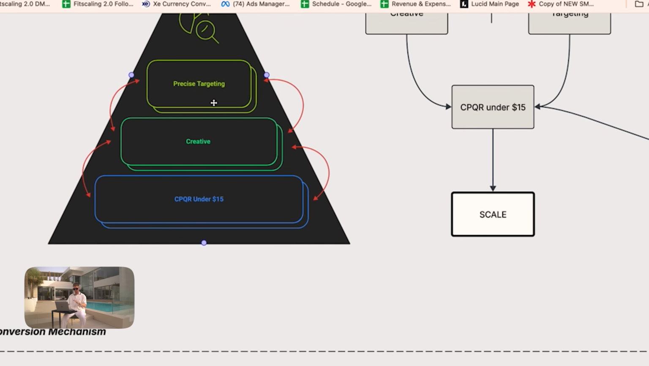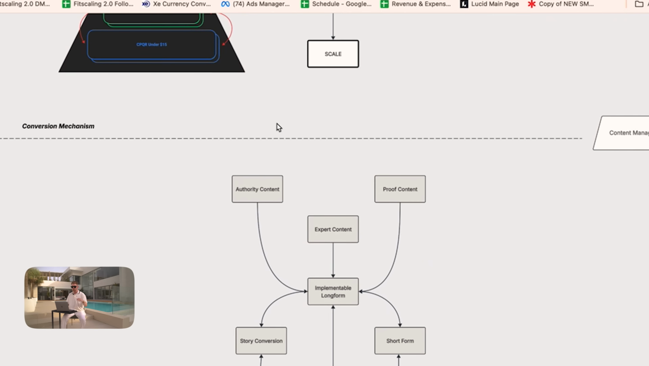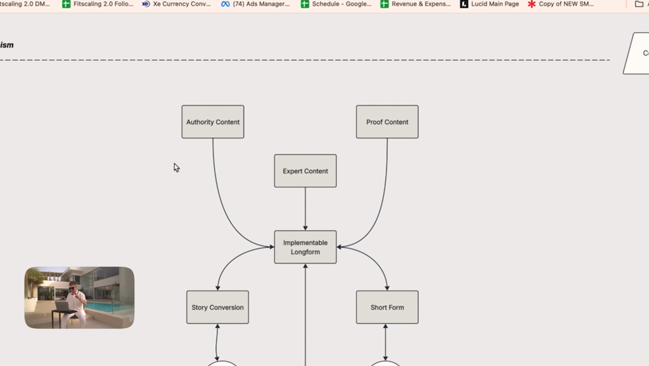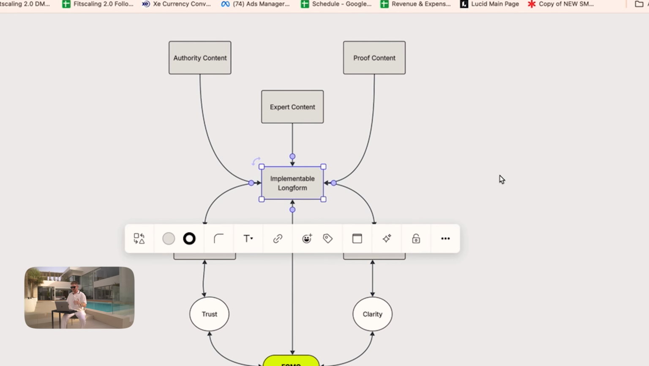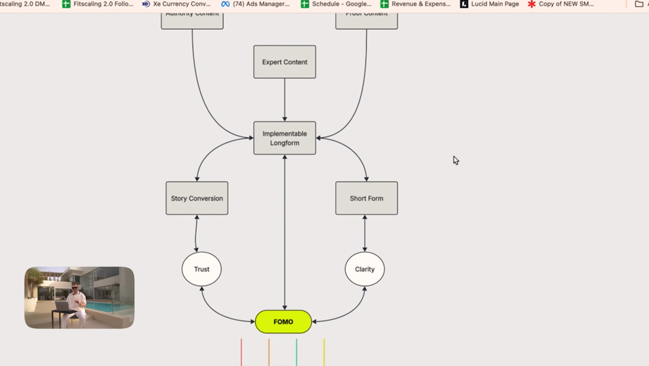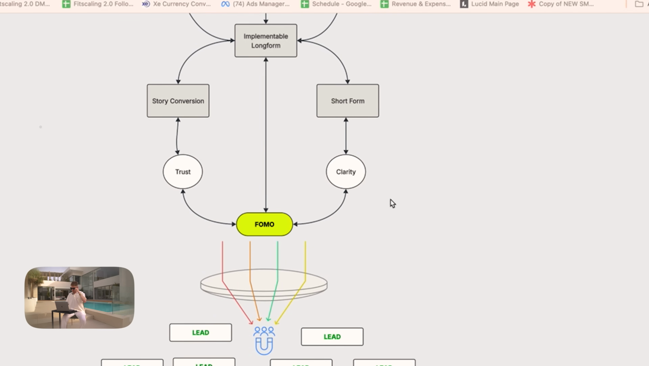So we reverse engineer this. Everybody starts with the creative, but you got to start with knowing what your ideal cost per result is. Okay, it's extremely important. Now the conversion mechanism, right? How this funnel works. Now obviously it's very important that you do 3 types of content: authority, expert, proof. Okay, you got to show that you're an expert, you got to show authority, and you got to show proof in terms of client results. Now the most important thing is that when you combine all of this in your implementable long form content, and this works with any niche, and you give exact methods of how to actually do that, that's when you're going to really crush it.